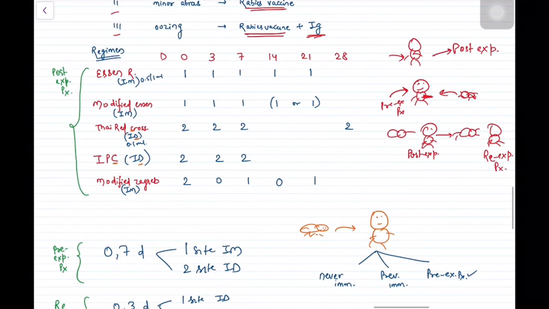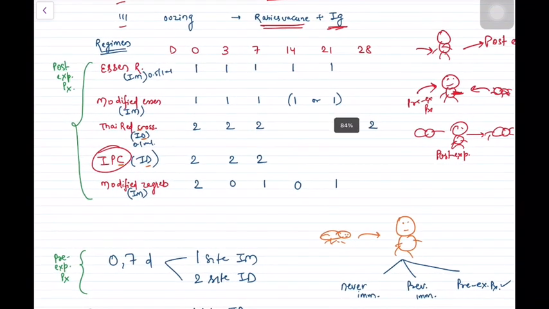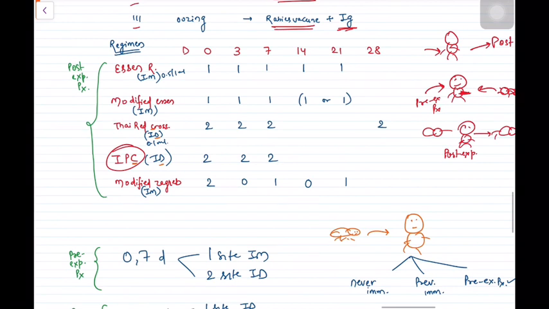So talking about the post-exposure prophylaxis, after you have been bitten by a dog, there are various regimens like the SN regimen, modified SN regimen, the Thai Red Cross regimen, the IPC regimen, which we are currently using right now in India, and the modified Zagreb regimen. Now this table is to simplify it a bit. First, talking about the SN regimen, these are the dates: day 0, 3, 7, 14, 21, 28. Then SN regimen, you give intramuscular on day 0, 3, 7, 14, 21. 5 doses, 5 days.